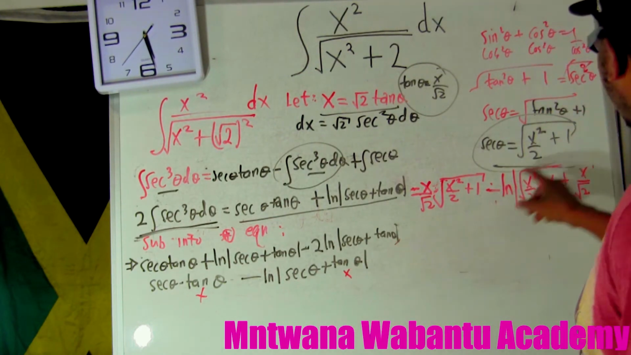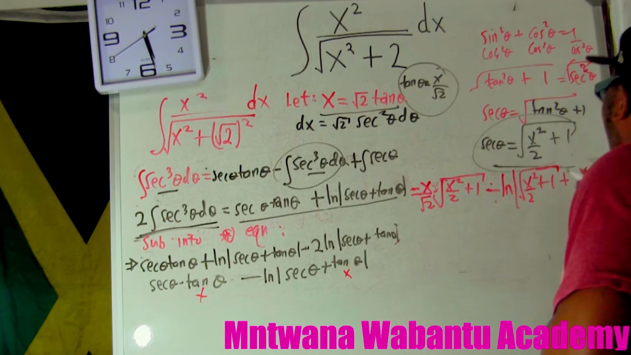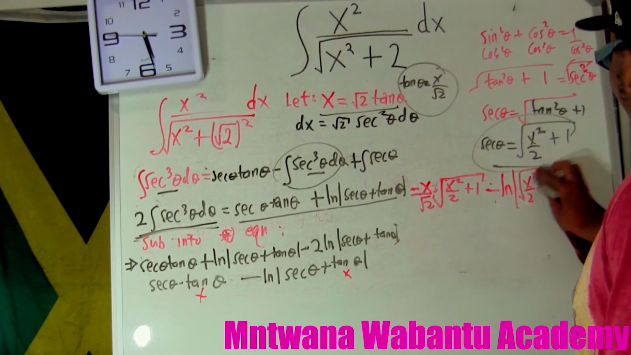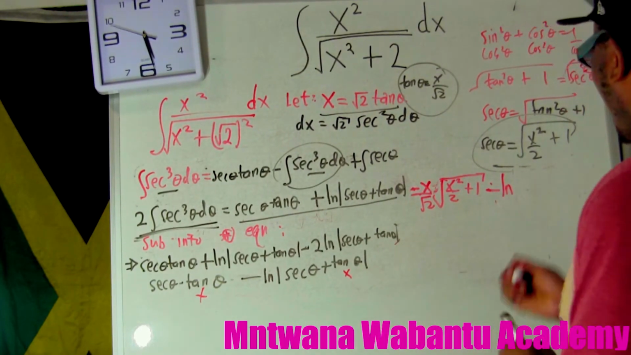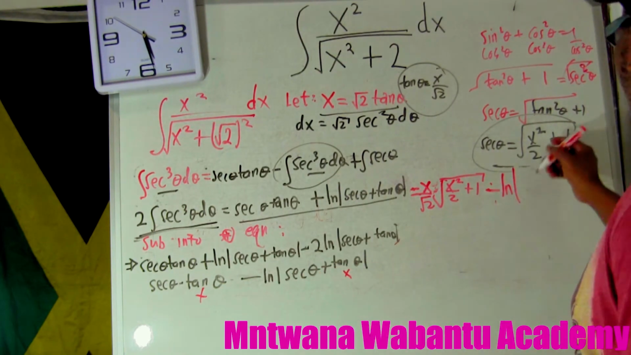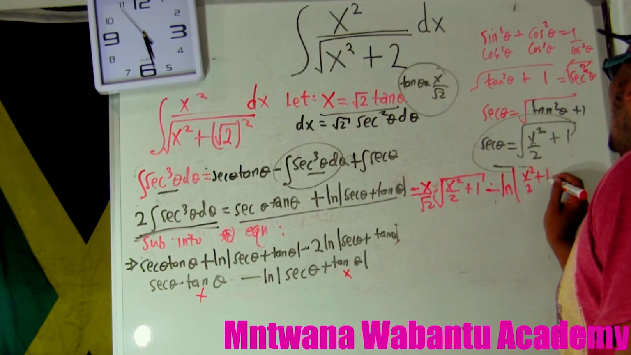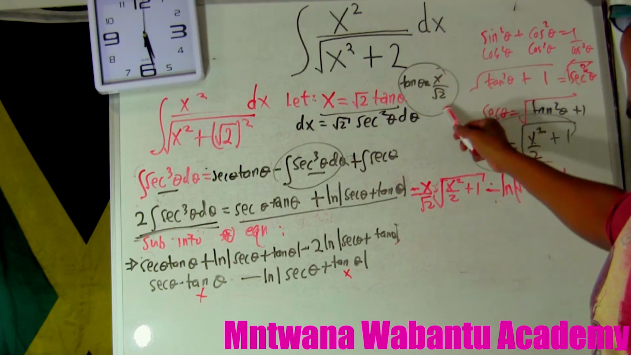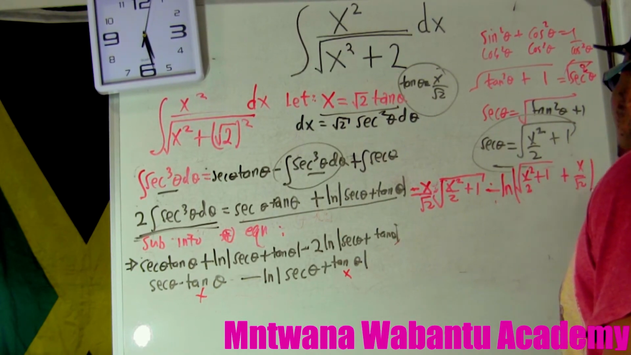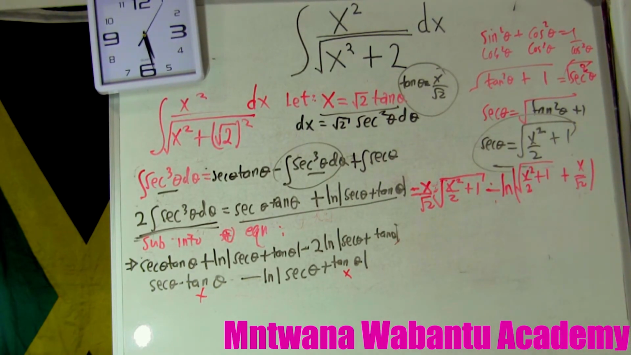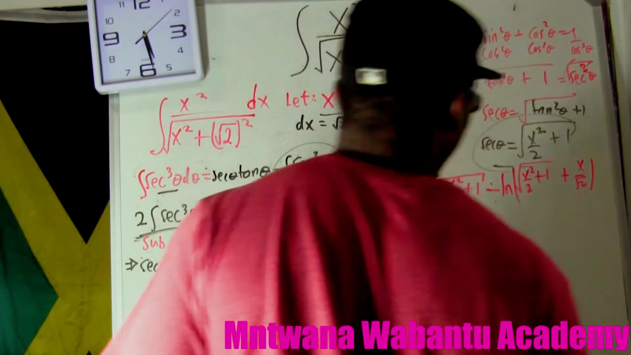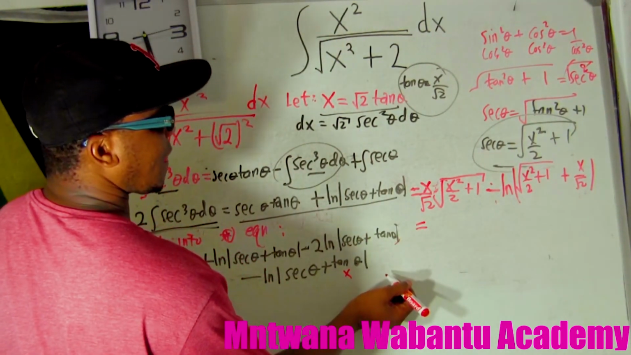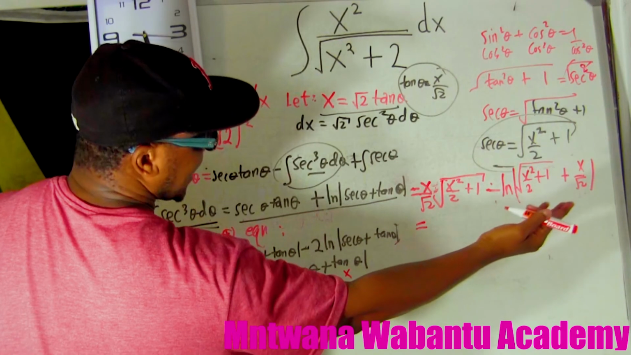Look, sec. What is sec? Sec stops here, and then ln, and then absolute value of sec. What is sec? Sec is this one, the square root of x squared over 2 plus 1, and then plus tan. What is tan? Tan equal to x over square root of 2. See what I'm saying? So yeah, just like that. Or if you want to pull this together, you can too, just in case. You can leave it like that if you want, and that's it.